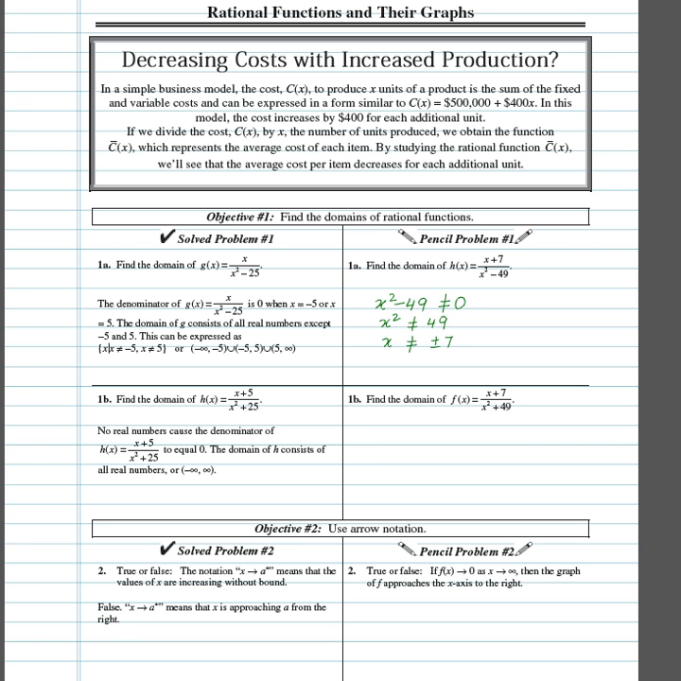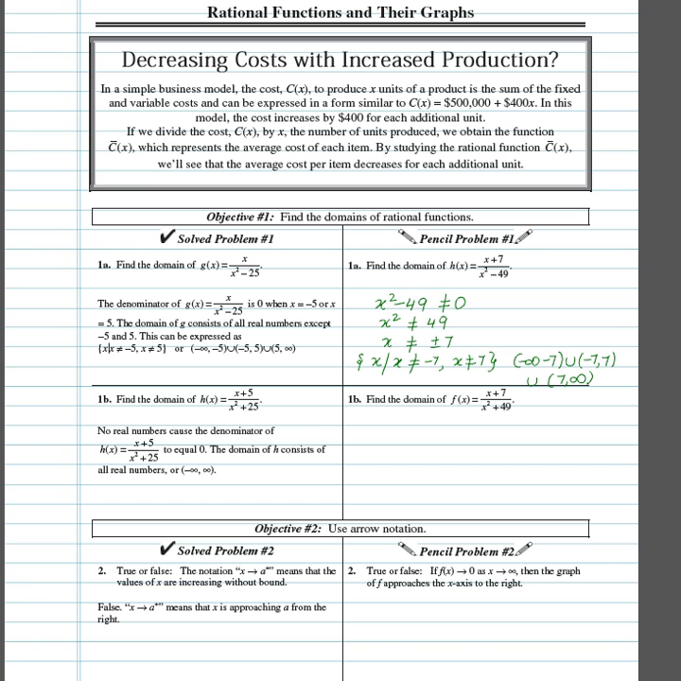This can be expressed in two ways. The set of x such that x is not equal to negative 7 and x is not equal to positive 7. In interval notation, I would write it as negative infinity to negative 7, or negative 7 to 7. I don't have space, so I'm just going to squeeze it in here, or 7 to infinity.